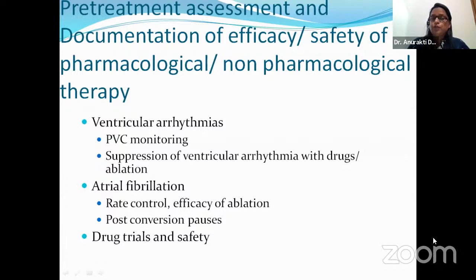In atrial fibrillation cases, you have to see the rate and rhythm control, the efficacy of ablation if you did one, or if you converted atrial fibrillation, you have to see whether there are long post-conversion pauses. Also for drug trials and safety.